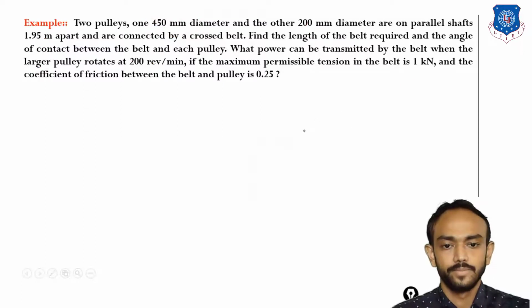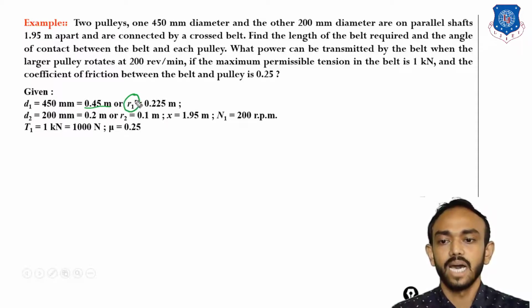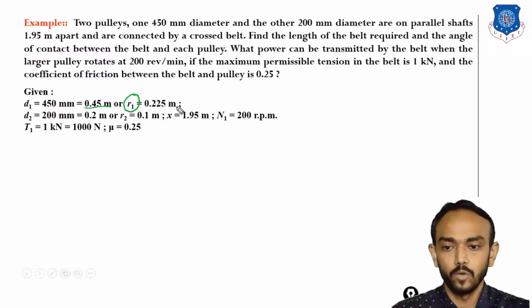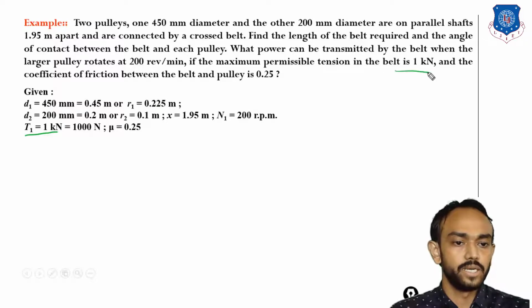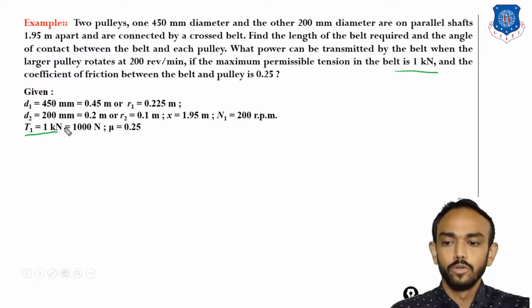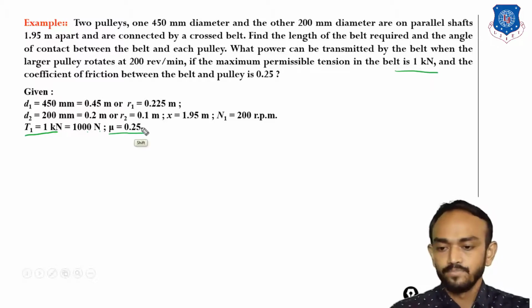This example is without considering the centrifugal tension because mass, density and other data are not given. So D1 is 450, we will divide 450 by 1000, so in meters 0.45, and we want radius R1 because in our formula there is R1 and R2. So this radius, and R2 is 0.1. X is given here. N1 is the RPM. This maximum tension T1 is 1 kilonewton, so we will convert it to 1000 Newton, and mu is equal to 0.25. Okay, let's start.